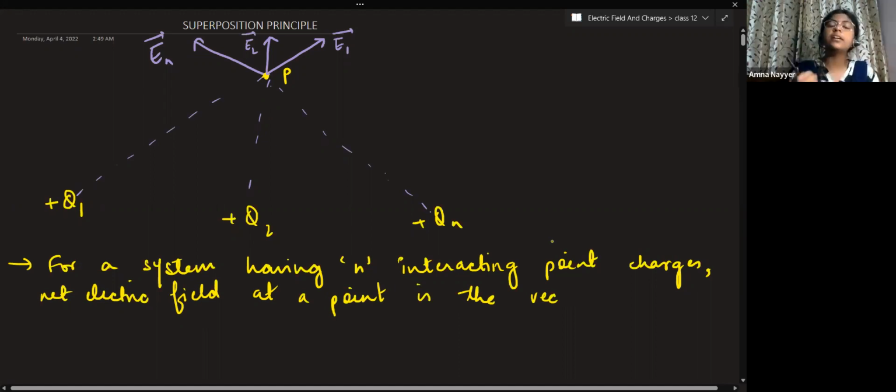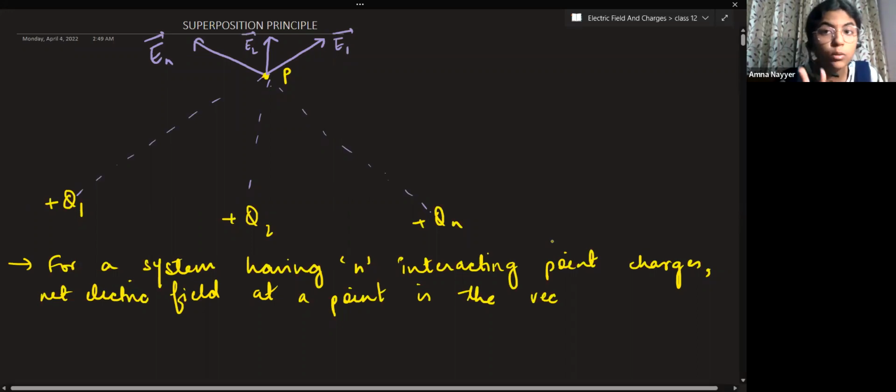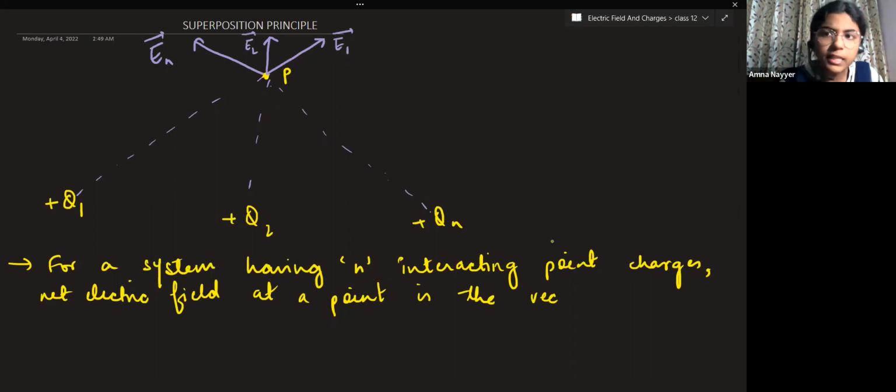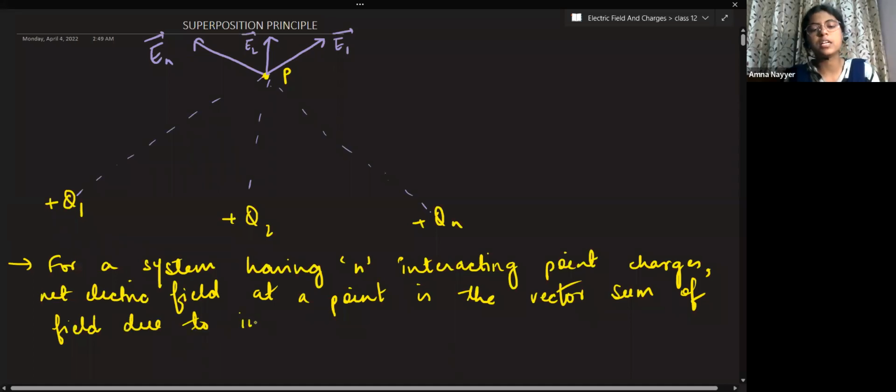Also, had it been electric forces, the forces that you have studied in Coulomb's law, the electric force kq1q2 by r square, there we had seen only 2 charges. Had there been more than 2 charges, similarly, you would have taken the direction of the forces and then added them vectorially. So the net electric field or any vector quantity at a point is given by the vector sum of fields due to individual charges.